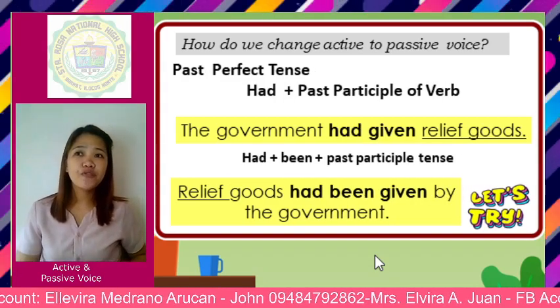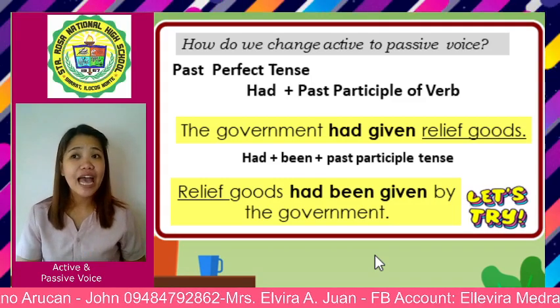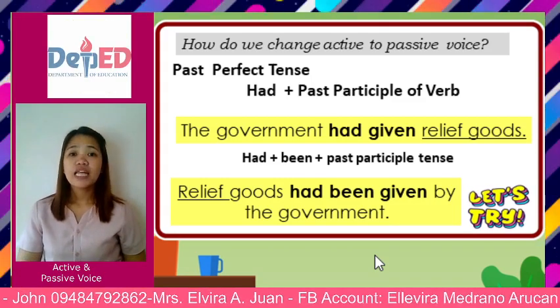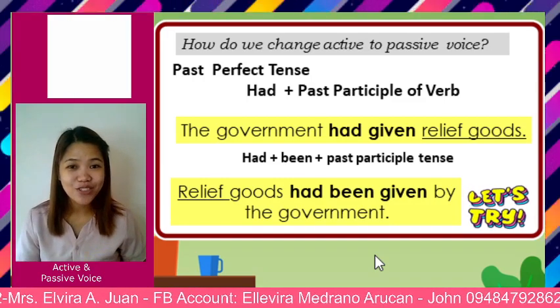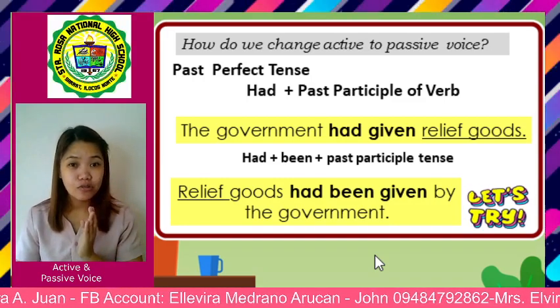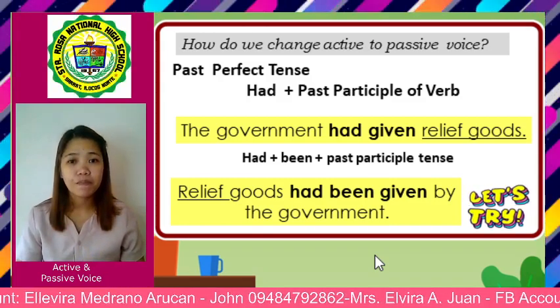Next, what about for past perfect tense? The use of had plus past participle. The government had given relief goods. All you have to do is you use had plus add been and then the past participle.